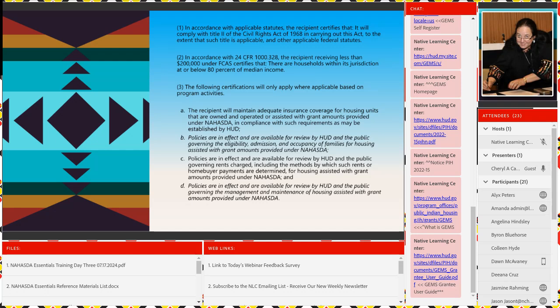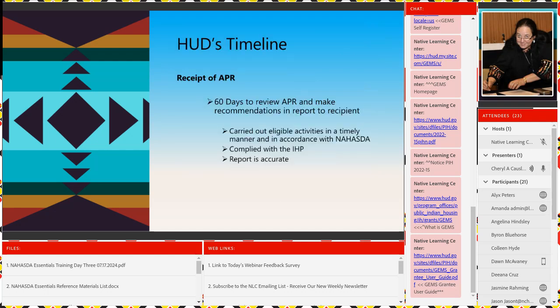Depending on your program activities, policies are in effect, your A&O policies that we talked about, all those same ones are still in there. Timeline, 60 days to review the APR. That's what HUD has, to make recommendations, and they send a report to you as a recipient. It appears that you have carried out your eligible activities in a timely manner and in accordance with NAHASDA. You've complied with your IHP, and they have deemed the report accurate.